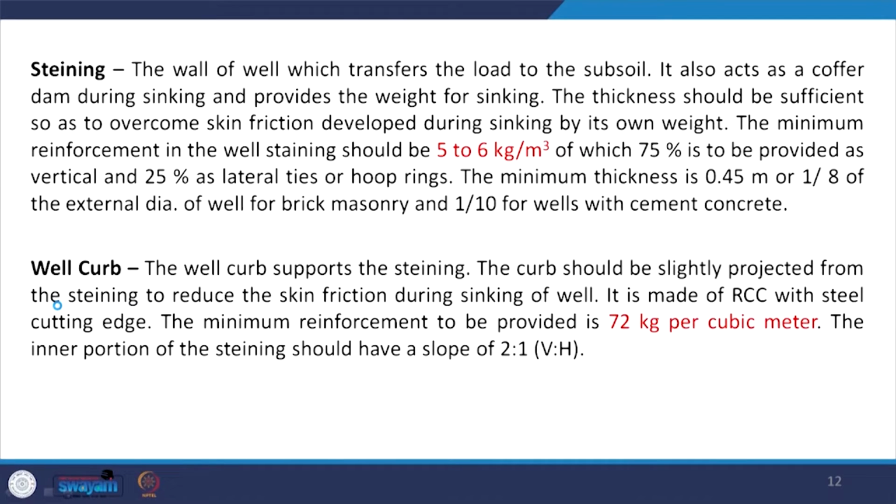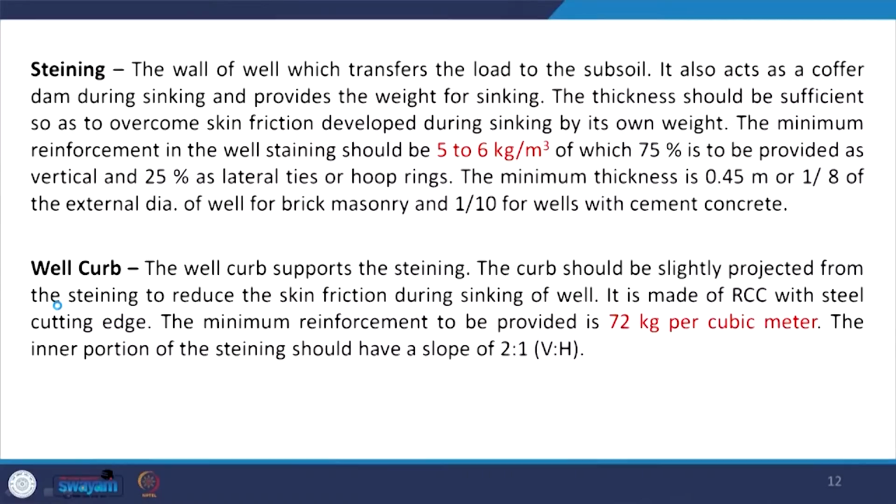So, this should be sufficient to overcome skin friction which will develop, and the minimum reinforcement in the well steining should be 5 to 6 kilogram per meter cube, of which 75% is to be provided as vertical and 25% as the lateral ties or hoop rings. So, you have the reinforcement in the vertical direction, and then whatever reinforcement you need to connect, you use hooks, rings and lateral ties. So, the total reinforcement, 75% is in the vertical direction and 25% goes to the lateral ties.